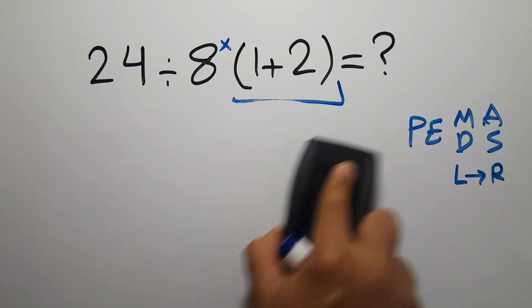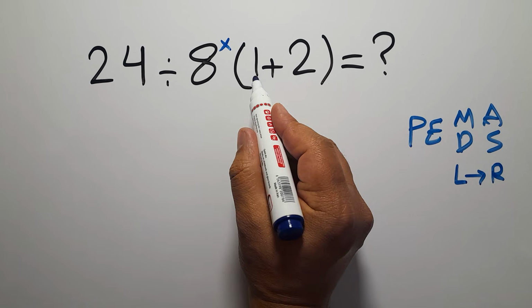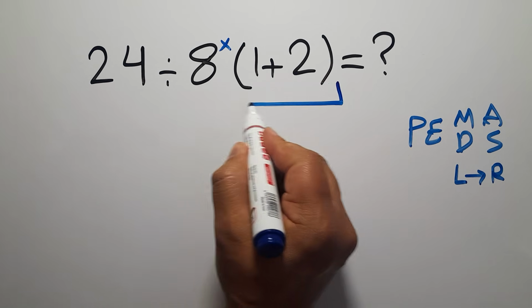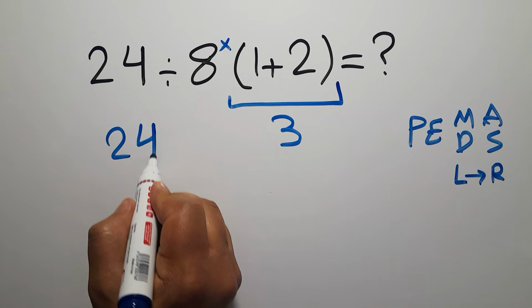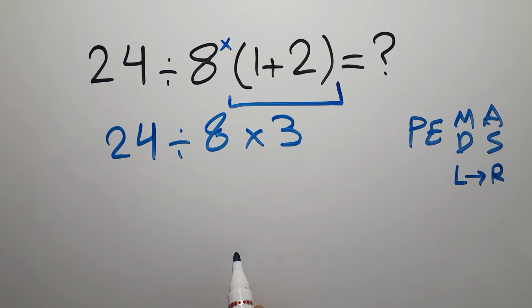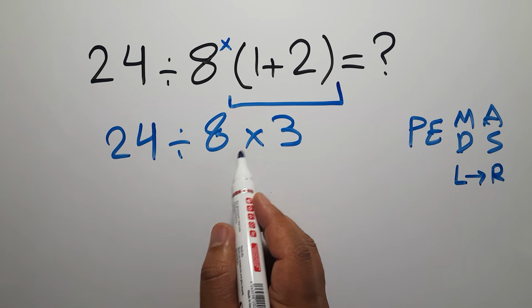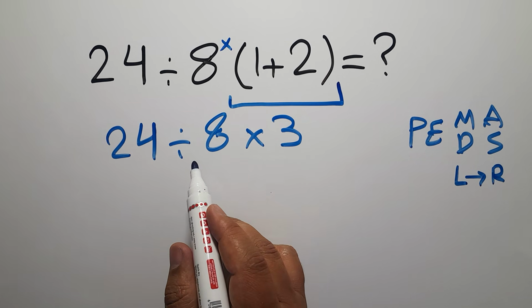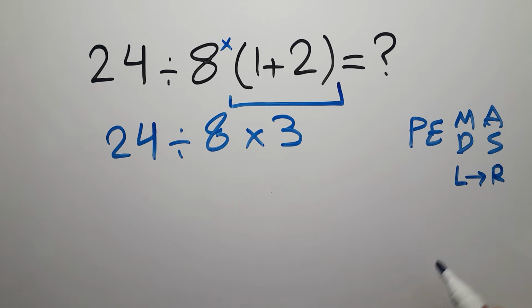So first, this parentheses. Inside this parentheses, we have 1 plus 2, which gives us 3. So we have 24 divided by 8, then times 3. Now we have one division and one multiplication. As I said, multiplication and division have equal priority, and we have to work from left to right.